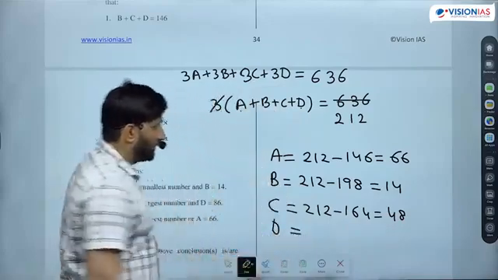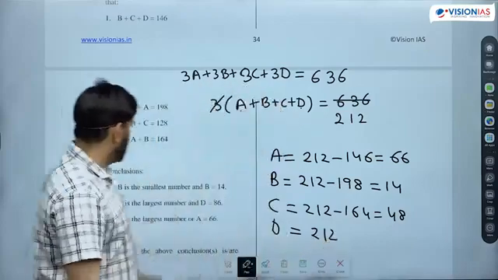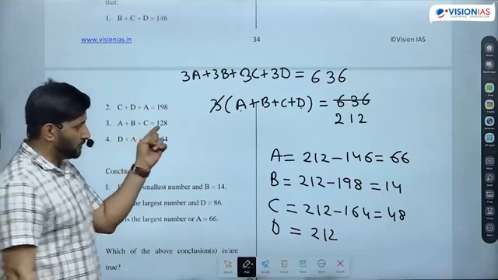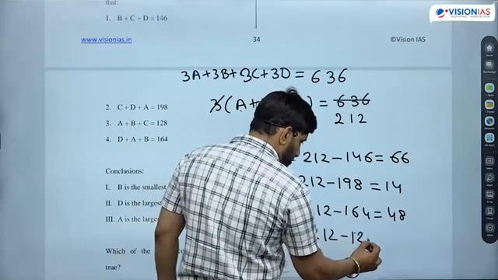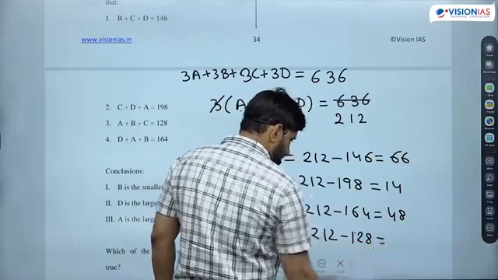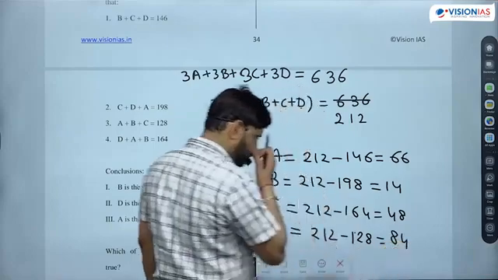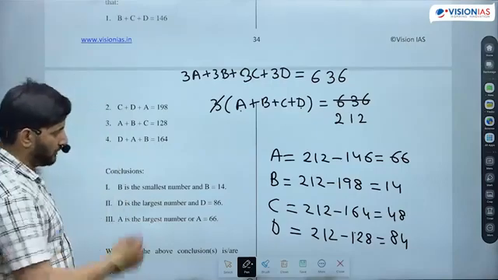To find D, total 212 minus A plus B plus C. A plus B plus C is in the third equation. A plus B plus C is 128. So subtract 128 from here. 72 plus 12, that is 84. Okay. We got the value of all of these.